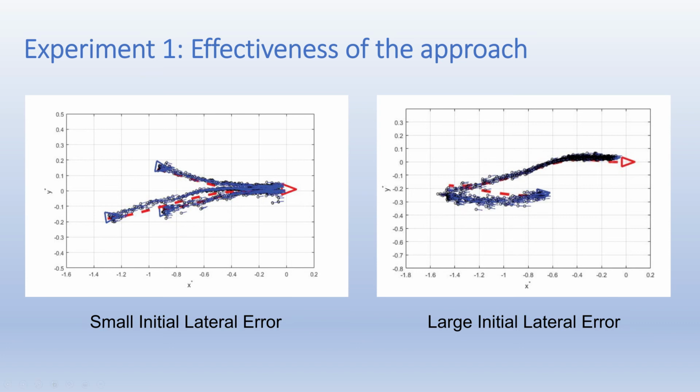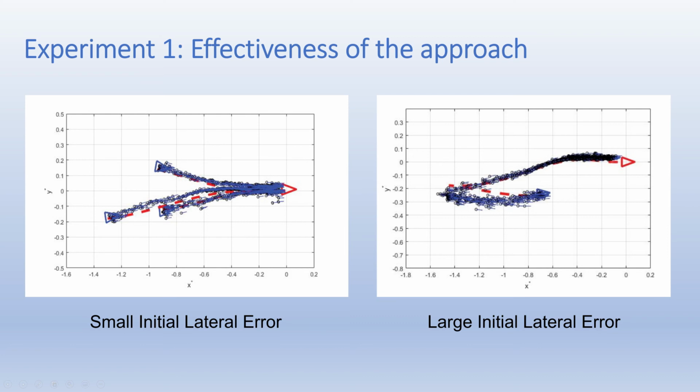For example, if a point is here, it is very close to the image boundary. But if the point is here, it is slightly far away from the image boundaries. And in this situation, they have tested the small initial lateral error, under which there is only a slight difference between the traditional method and the method they have proposed.